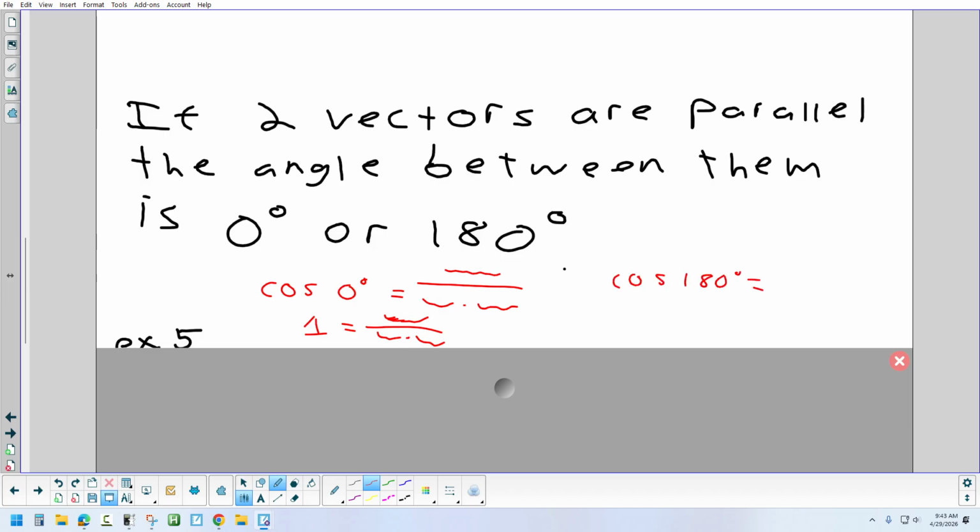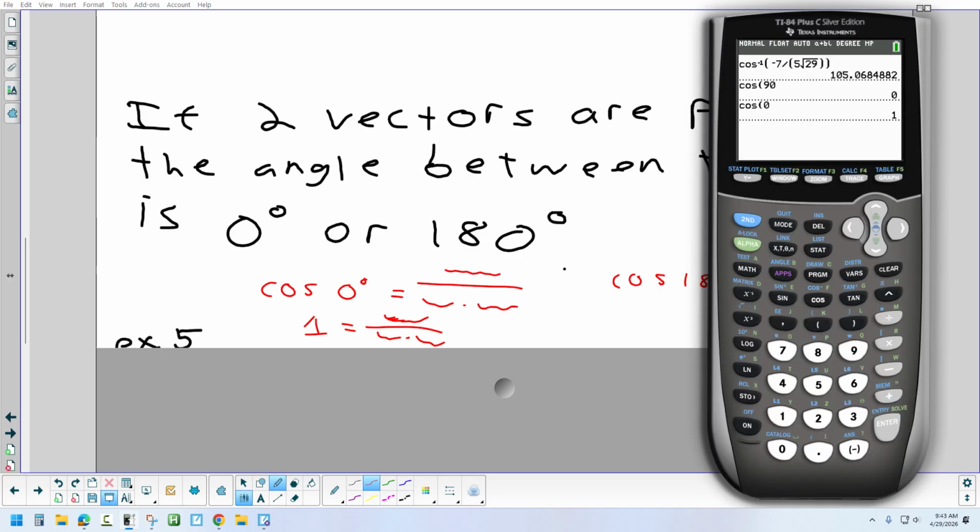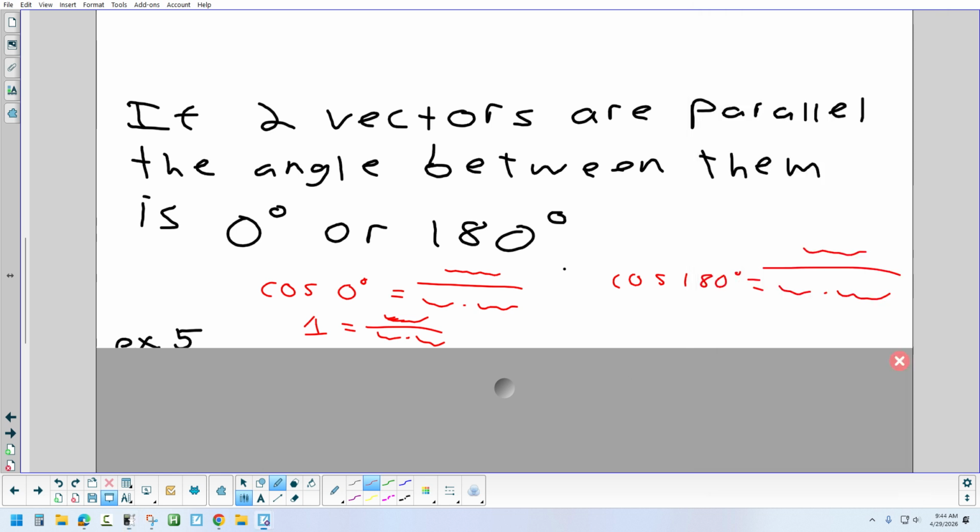So if your angle was 180, that means the two vectors point in opposite directions, but they are parallel. Dot product over the product of your magnitudes, and the cosine of 180 is going to be -1. So you'd have -1 equals a fraction. How can a fraction come out to a -1? It's got a negative on one half, and then the numbers are the same. Right, the numbers have to be the same, but one of them has to be negative.